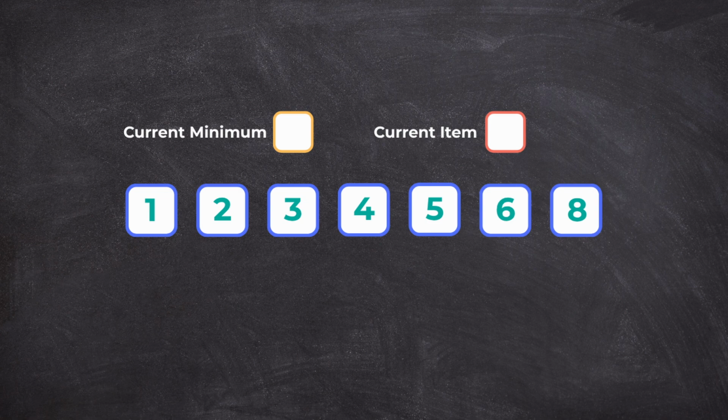The array is now completely sorted. That's how selection sort works.